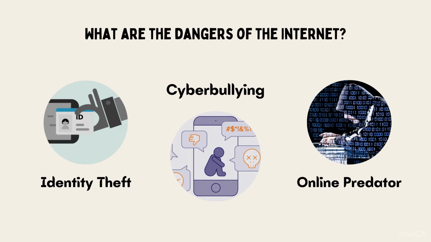First, identity theft. Identity theft is the crime of obtaining the personal or financial information of another person to use their identity to commit fraud, such as making unauthorized transactions or purchases. Second, cyberbullying. Cyberbullying or cyber harassment is a form of bullying or harassment using electronic means. Third, online predators. Online predators are individuals who commit child sexual abuse that begins or takes place on the internet.